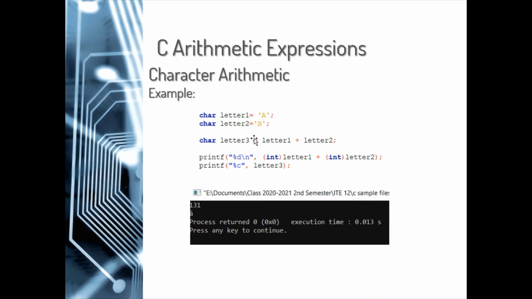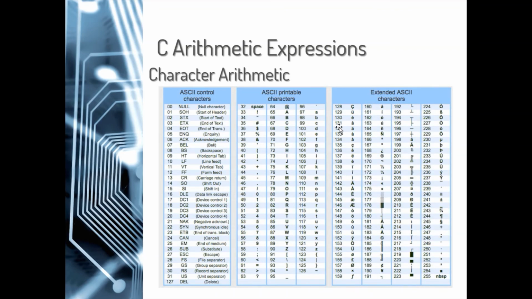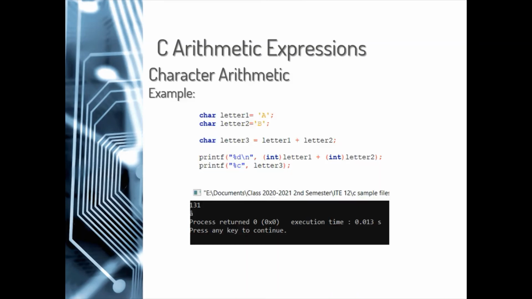Now, if atong i-print si letter 3, which is the character value of 131, kay %C man ni siya, and character man si letter 3, dapat ang mogawas ig unsa to nga character ang nasa 131. If you can see here, unsa nga character ang nasa 131, it is this character. So, pwede ni gawas siya sa pag-print dira. Diba? So, pwede rin mo makamanipulate o characters if you know their ASCII values. So, ana ra.